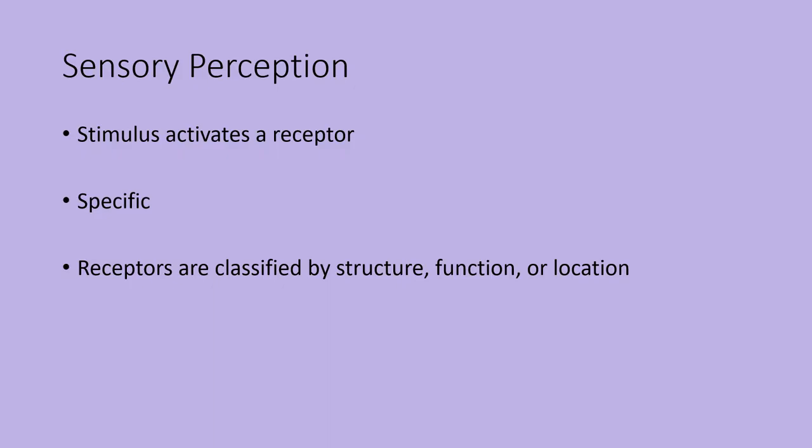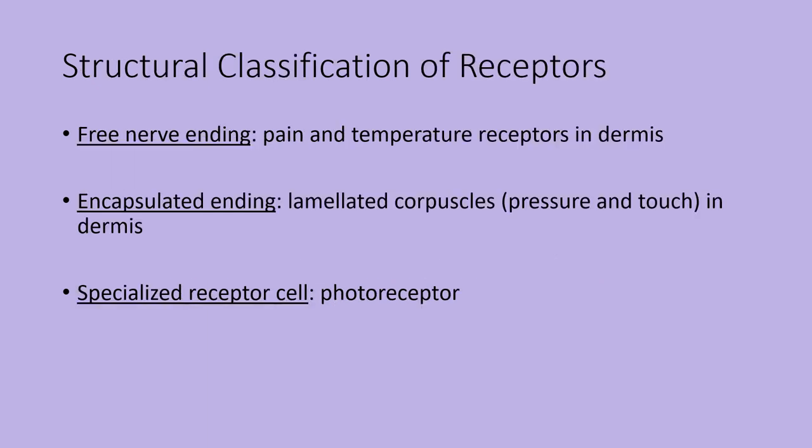The receptors can be classified by their structure, by their function, or by their location, because we like to have different ways of classifying. If we classify them according to structure, and we're talking about the receptors here, something that's going to be receiving that initial stimulus, there's three main types. There's free nerve endings. Examples of these would be receptors that detect pain and temperature that are found in the dermal layer of the skin.